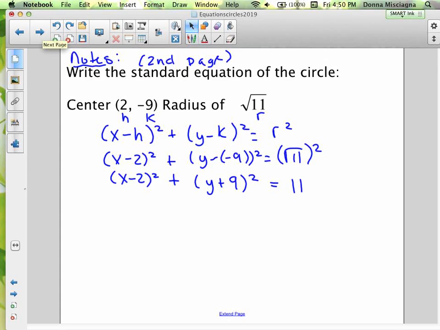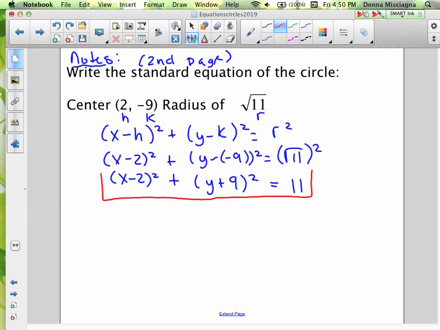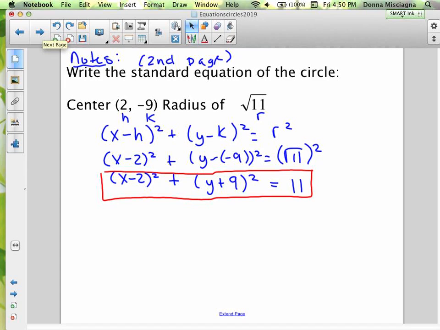And that's the equation of the circle, right? So right here is our answer. We just plug in the values for the center and the radius. We simplify any double negatives. We square the radius, and we're done. That's it. Okay? So that's on that second page.